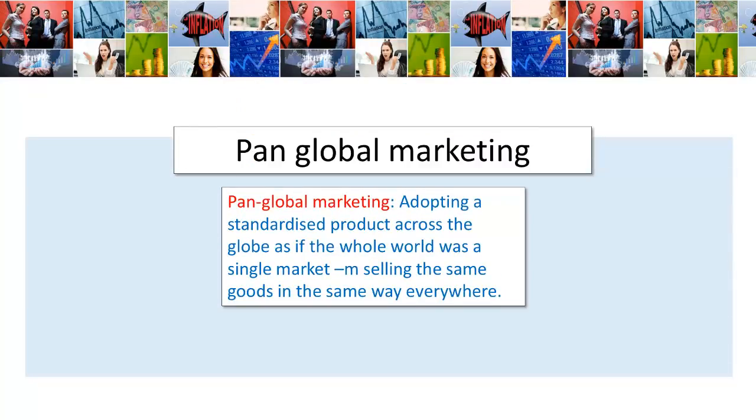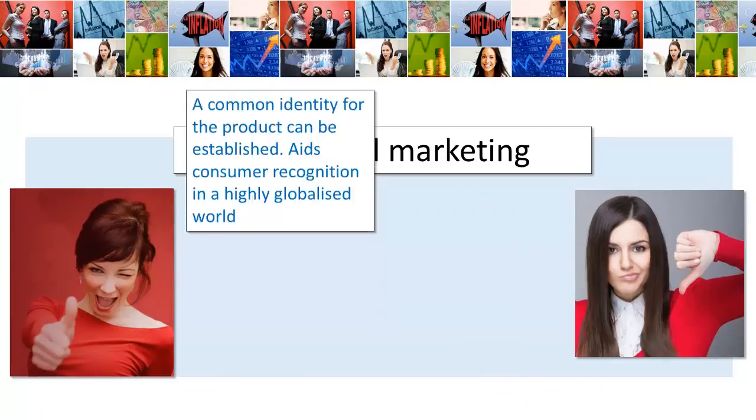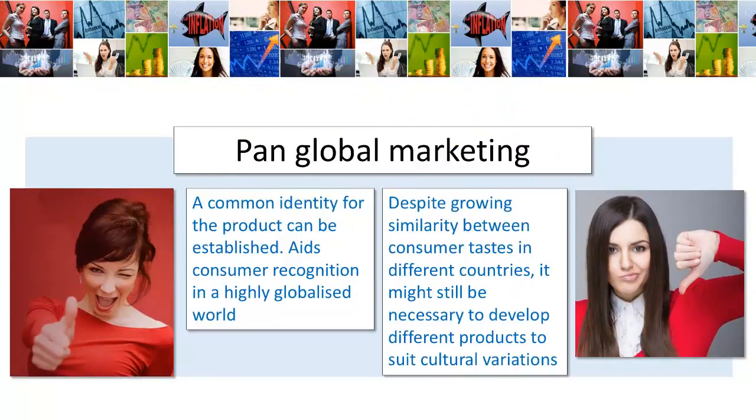Pan-global marketing. Now this is adopting a standardized product across the globe as if the whole world was a single market. That is in fact selling the same goods in the same way everywhere. And the advantages of this is a common identity for the product can be established, which aids consumer recognition in a highly globalized world.